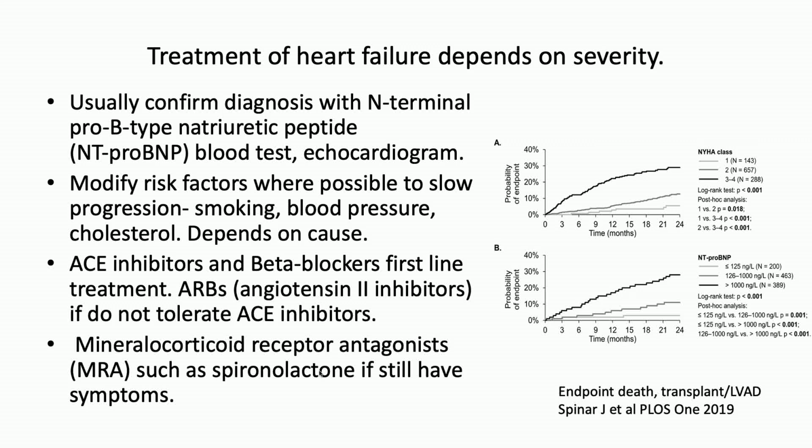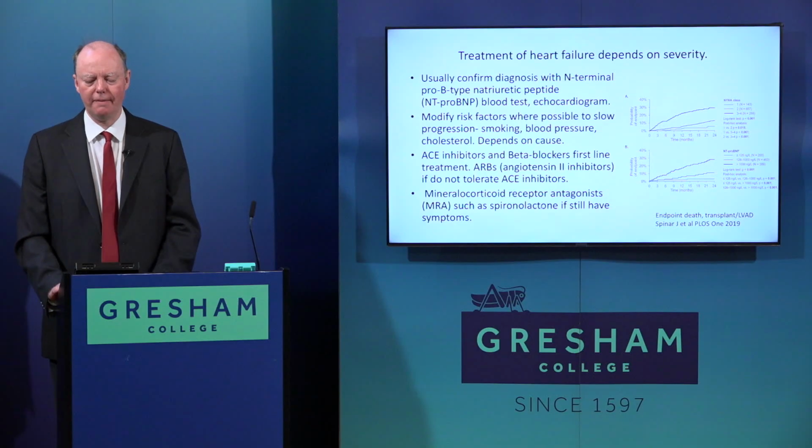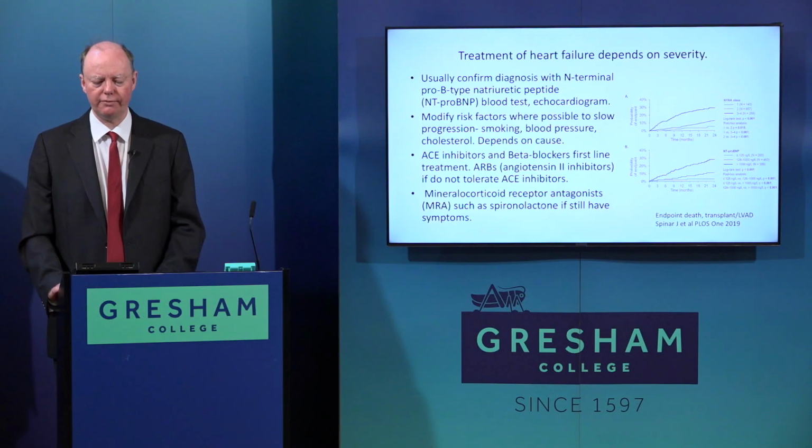The next thing that happens is really going through all the possible risk factors for heart disease to minimize the chance that heart disease is going to progress. So this includes things like blood pressure, smoking, exercise, lipids. All these kind of issues need to be addressed to slow down the likely progression of disease.